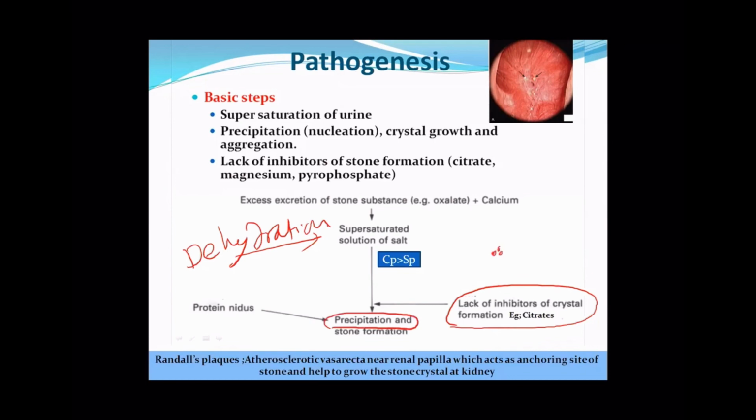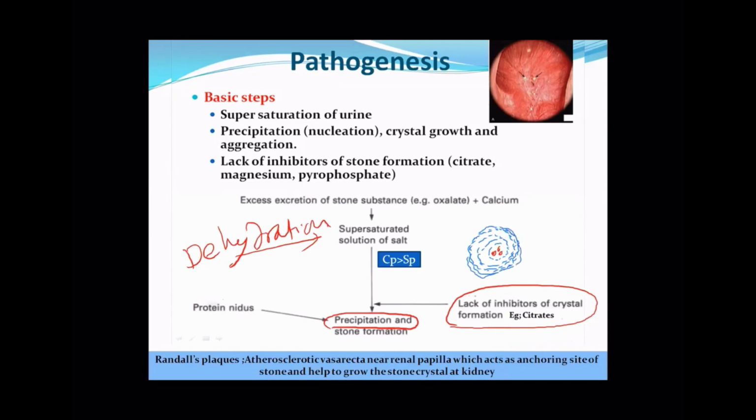Once the starting crystal is formed, known as the nucleus, the other crystals try to form around it. That means there's an aggregation of crystals around the nucleus, and they grow in size slowly and slowly. So this is the basic mechanism.